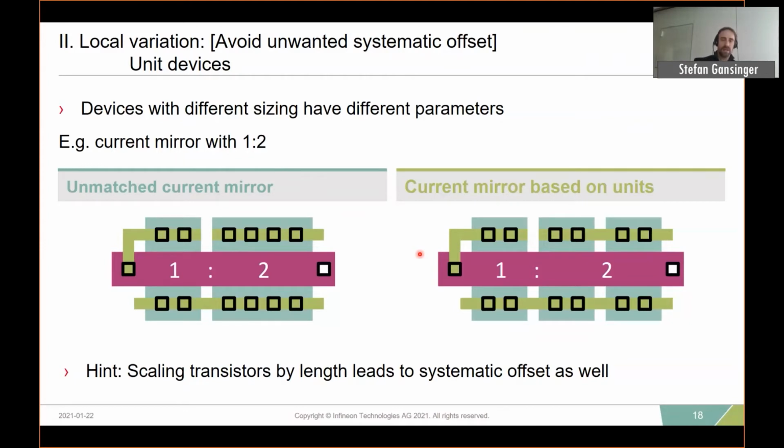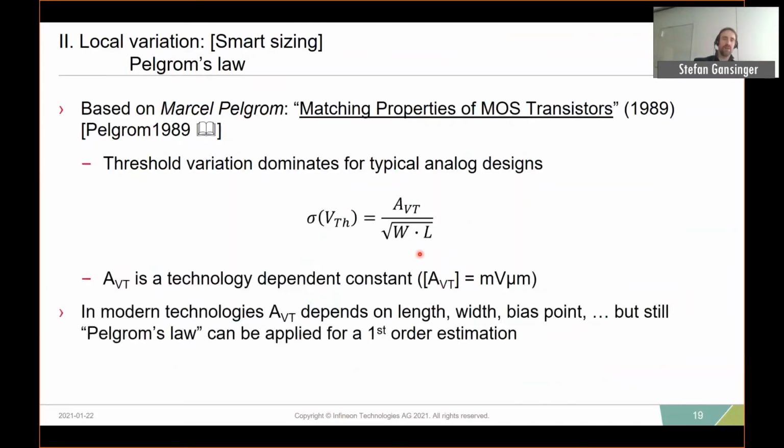This was about the systematic offset. More interesting, I would say, is the random offset. There is quite a famous paper about this random offset, especially on transistors, by Marcel Pelgrom. It's quite old, but in general, it's still valid. What did he discover? I would say this is interesting and also helpful for us analog designers.